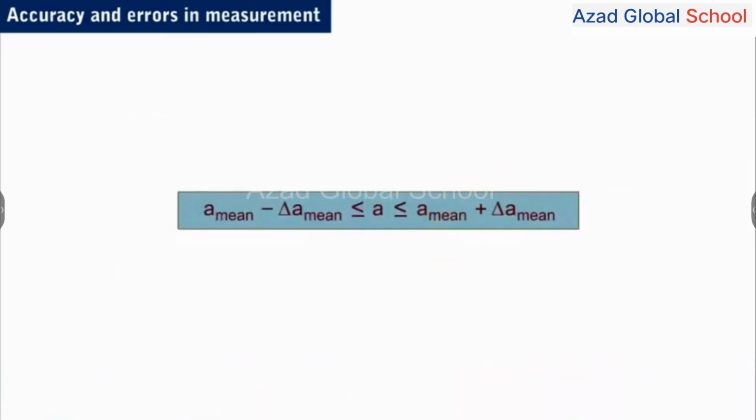If we take a single measurement instead of n number of measurements, then the true value of the measurement lies in the range A mean plus or minus delta A mean. This implies that any measurement of a physical quantity A is likely to lie between values A mean minus delta A mean and A mean plus delta A mean.